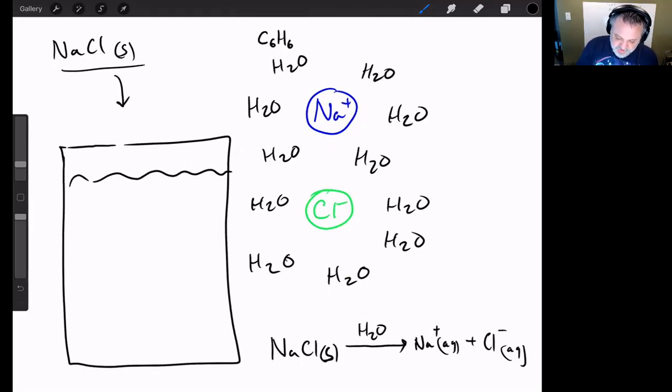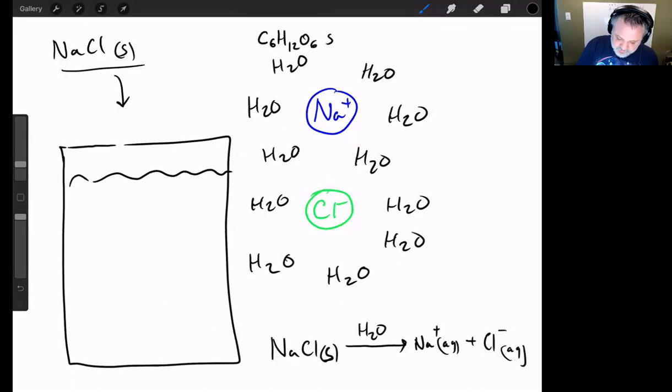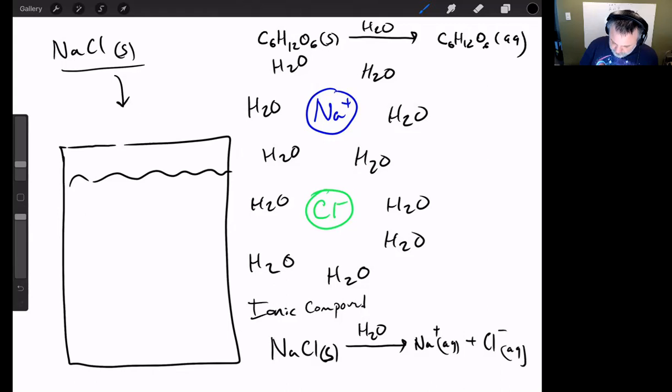So this is different than if I wanted to take sugar, C6H12O6, and dissolve it in water. Remember, it's a molecular compound, so it doesn't break up. It just becomes aqueous. There is a difference between what happens with ionic compounds and molecular compounds.